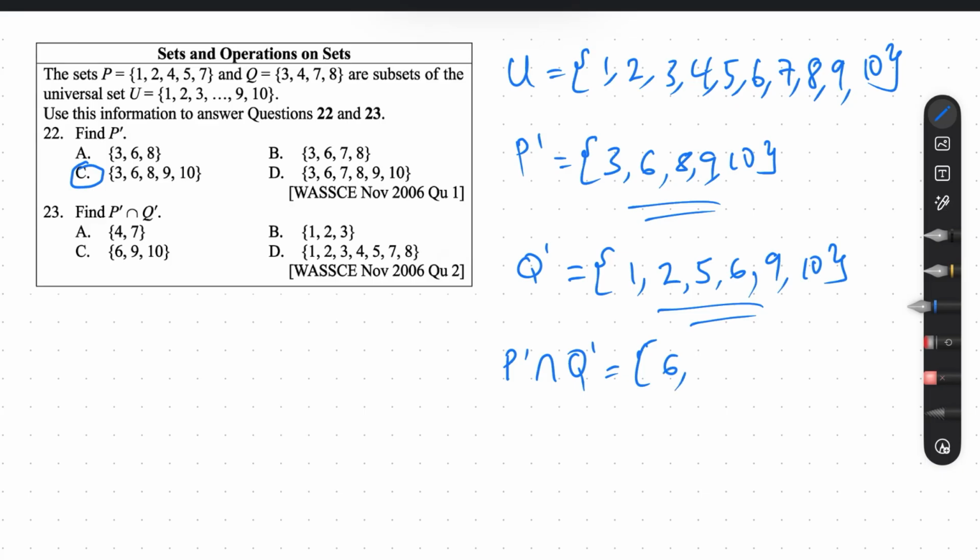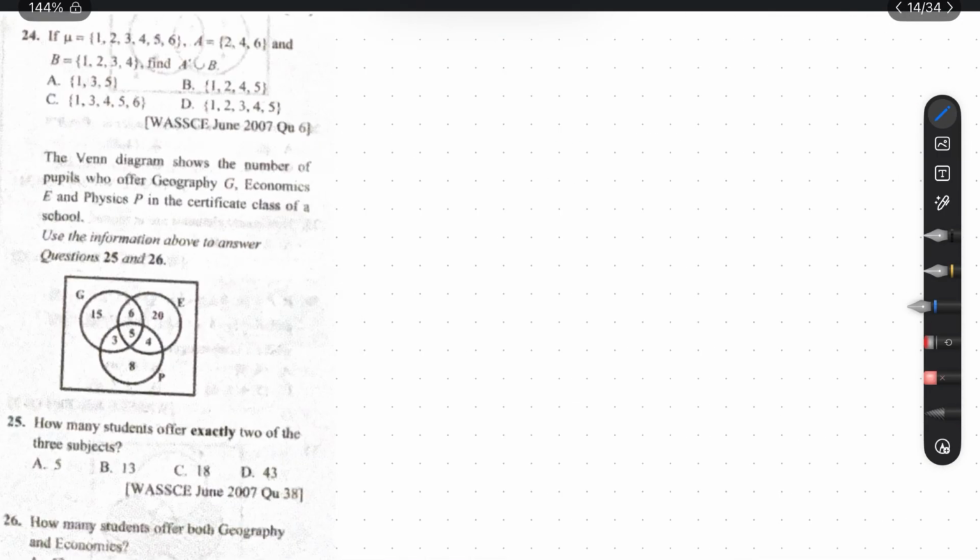6. Let's continue. We have 9 here. We have 9 here. Okay, so 9 goes here too, right? So let's put 9 down. Let's continue. We have 10 here. We have 10 here. So let's put 10 down. So this is our set. Do we have it here? We have it here. So the answer is C. Okay. Now let's move on to the next set of questions.